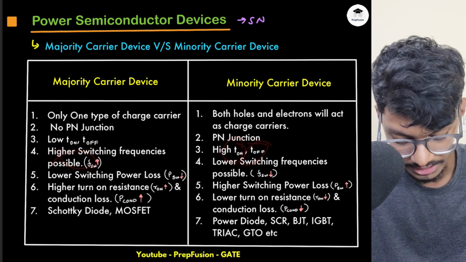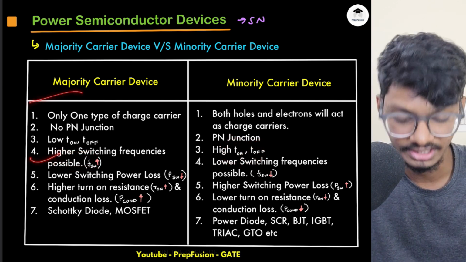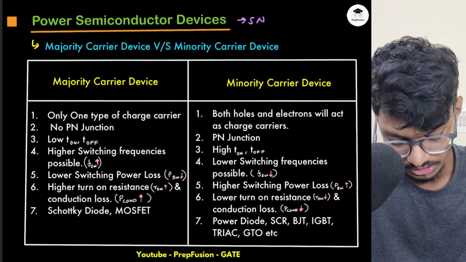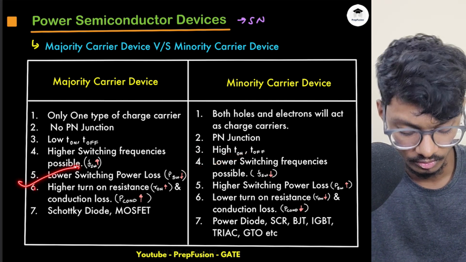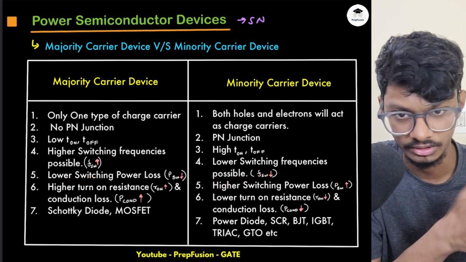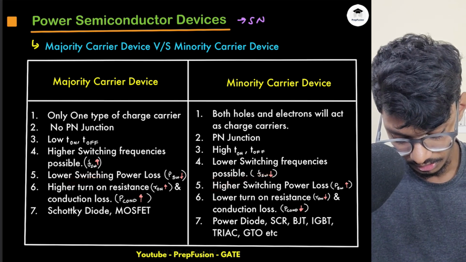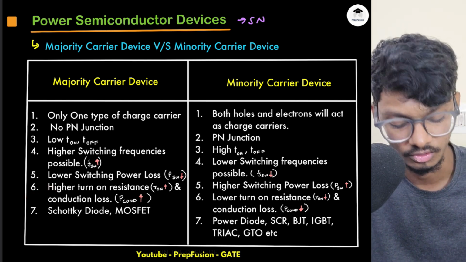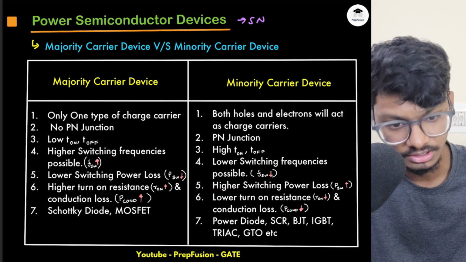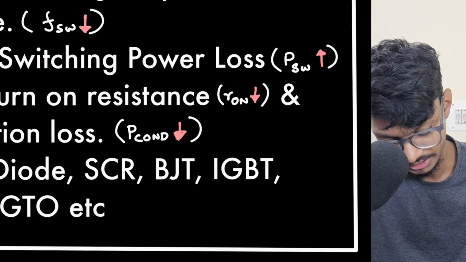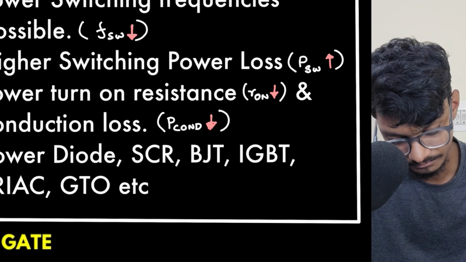This is low T on. Hence, majority charge carrier devices will have high switching frequency. Minority will have low switching frequency. Majority devices have lower switching power loss. Minority devices have more switching loss because more of the time is going in the switching itself. Then majority devices have higher turn on resistance. Why? Because they don't have conduction modulation. Minority devices have conduction modulation, that's why they have lower on resistance. So we'll write here conduction modulation.